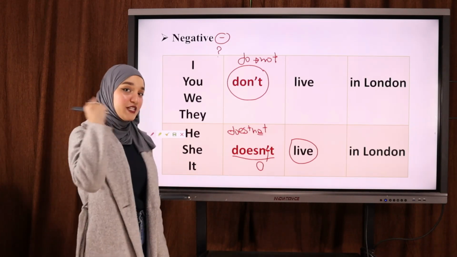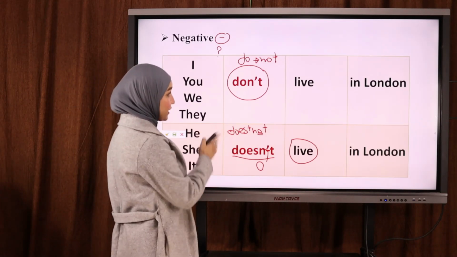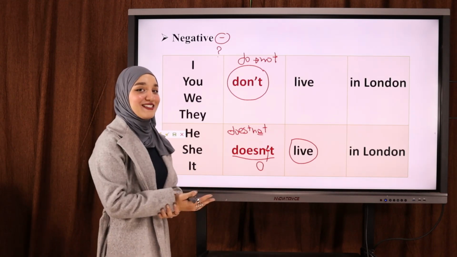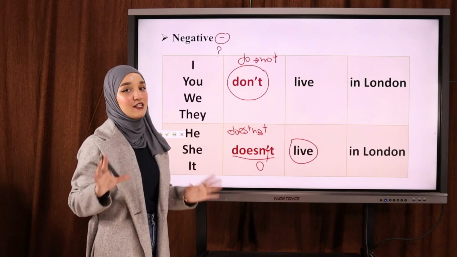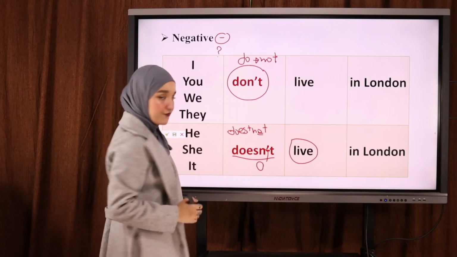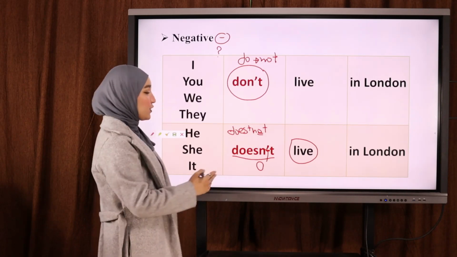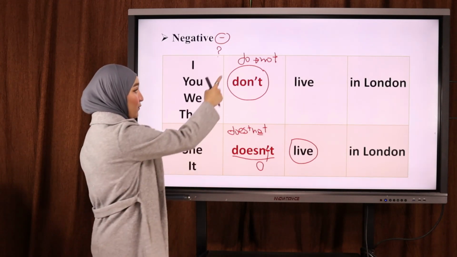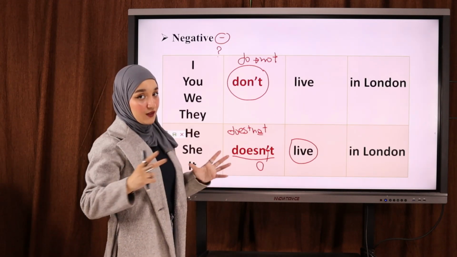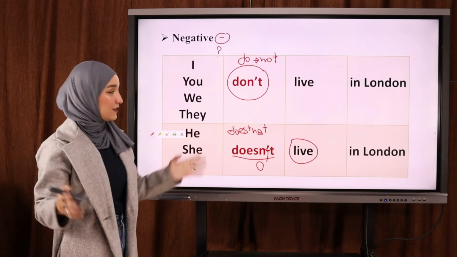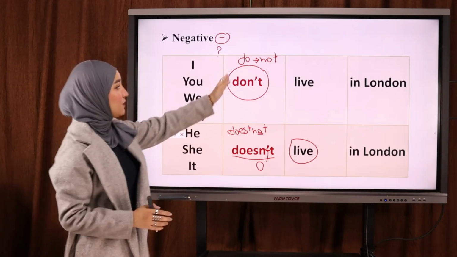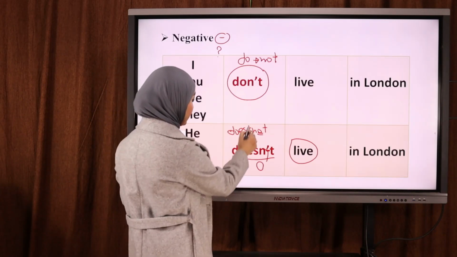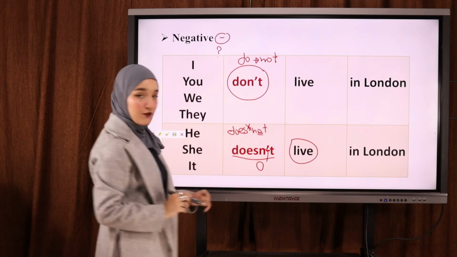Pay attention to the pronunciation of the contraction. The way we pronounce the contraction and the way we pronounce the full form are not the same. So don't, doesn't. You don't, we don't. She doesn't, he doesn't. If I wanted to pronounce the normal form, we say do not and does not. Yeah, sorry, there's no T here. Does not. Okay?